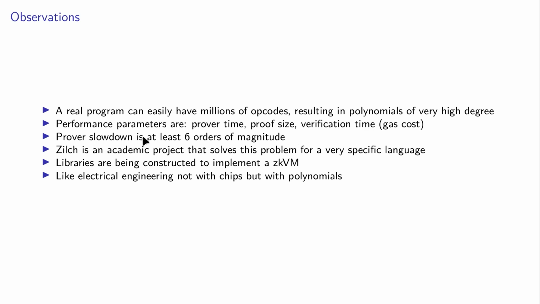I know that the proving slowdown is at least 6 orders of magnitude, so that's at least a factor of 1,000,000. Probably it's more. There are projects to optimize and get this lower, but this is one of the challenges that we are facing. There has been an academic project called ZK that actually solves this problem for a very specific language. They defined their own small programming language for which they solve this problem.